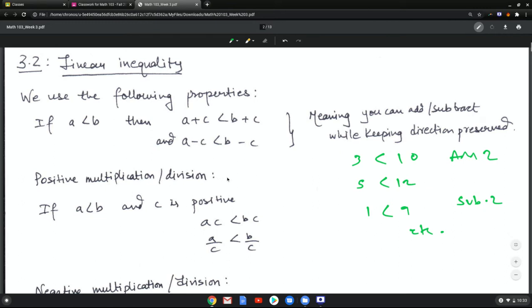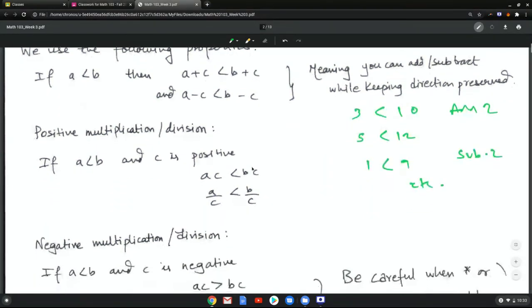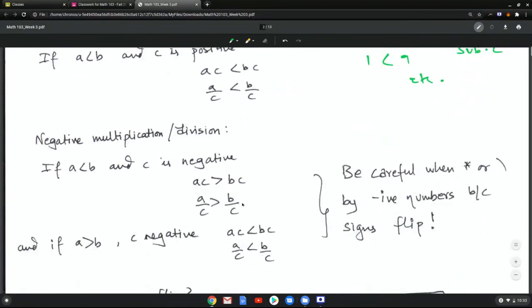Now for multiplication and division, however, we have to be careful with positive and negative. If it's positive, then we have the same direction. So a times c is less than b times c, a over c is less than b over c. But when it is negative, if c is a negative number, then a times c is greater than b times c and a over c is greater than b over c. So when you have a negative with a multiply or divide, then the sign flips.